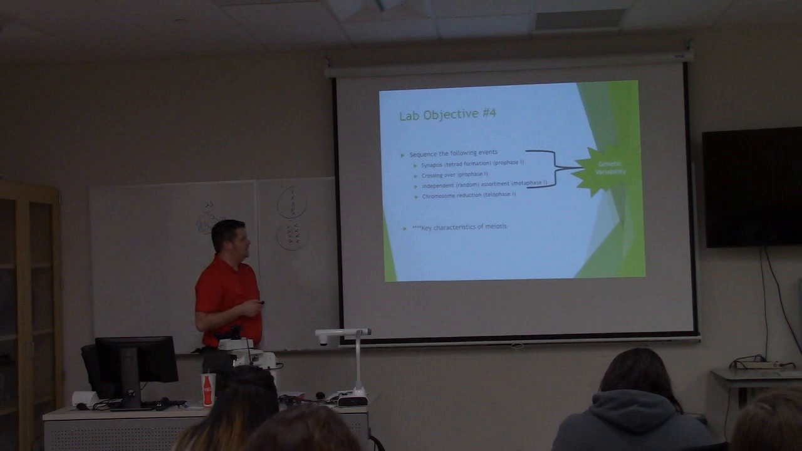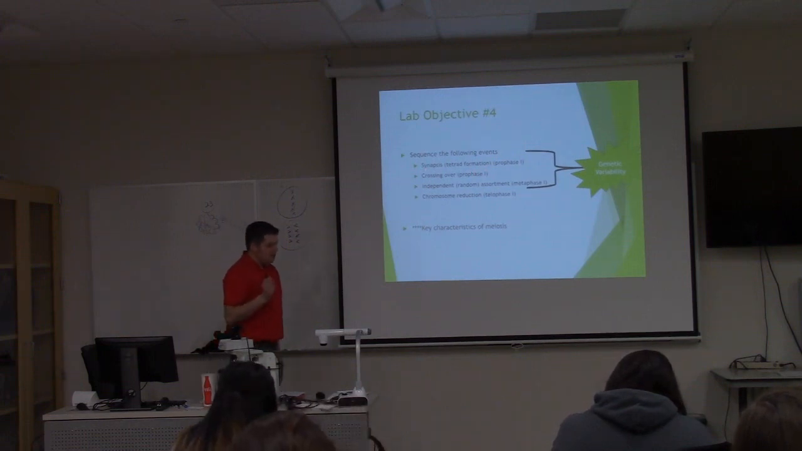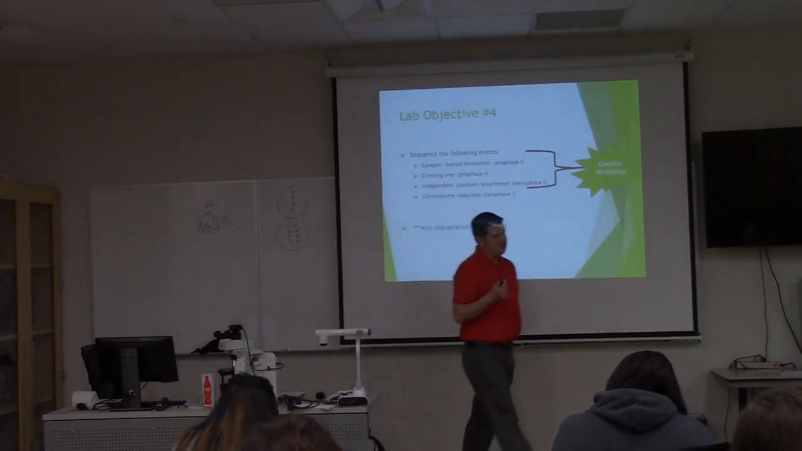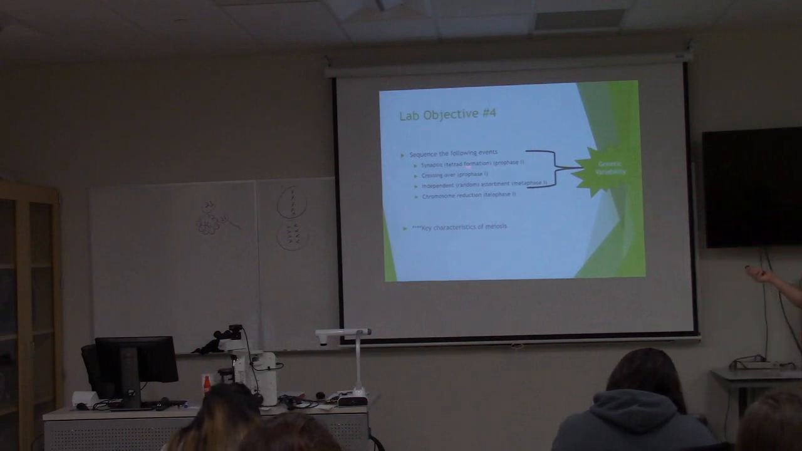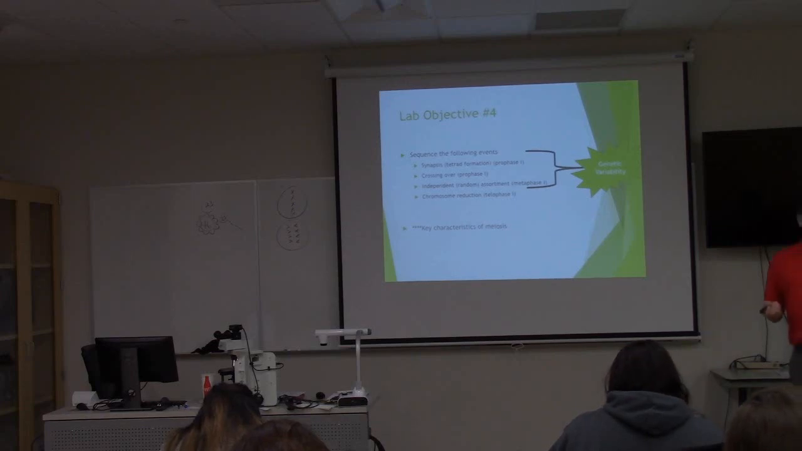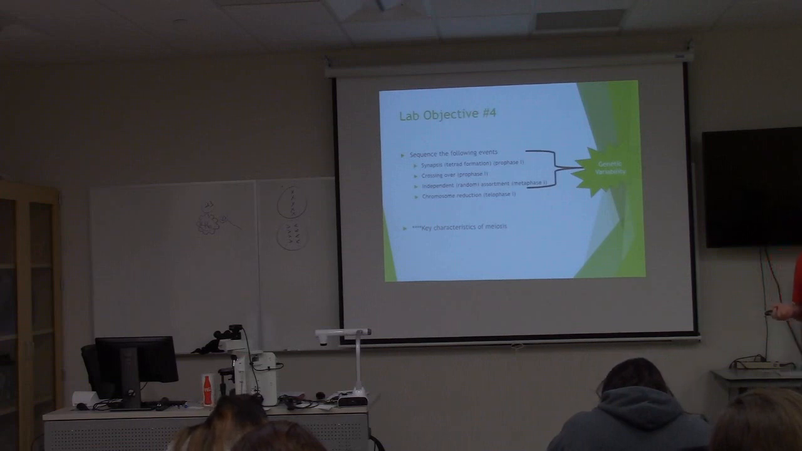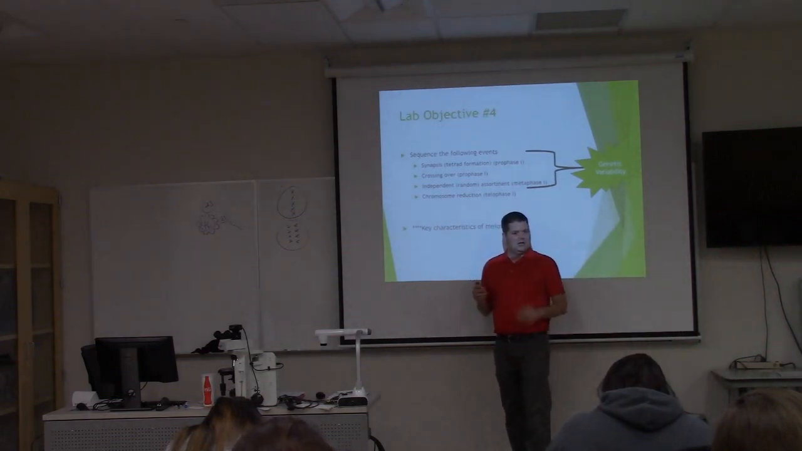So just to recap, in that very first phase, prophase, you want to know when these things are happening. Some of the questions we're going to ask you: when would you see synapsis in the tetrad formation, prophase 1? When would you see the crossing over? When would you see this random assortment? When would we see chromosome reduction? We first see it in telophase 1, and then we see it again in telophase 2. So we want to know these key characteristics of meiosis, and when they are happening.